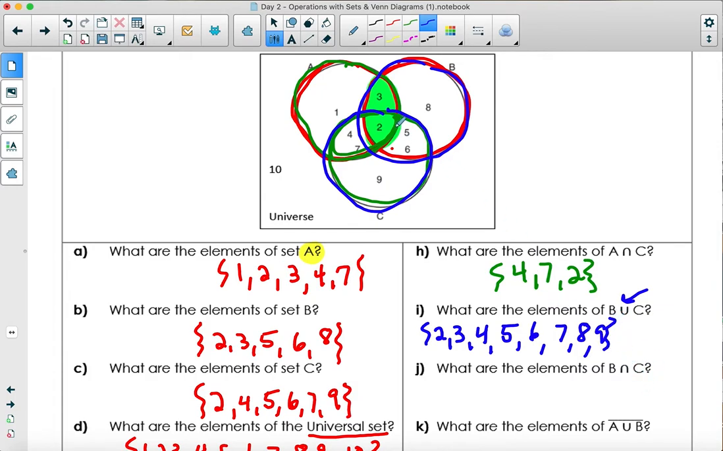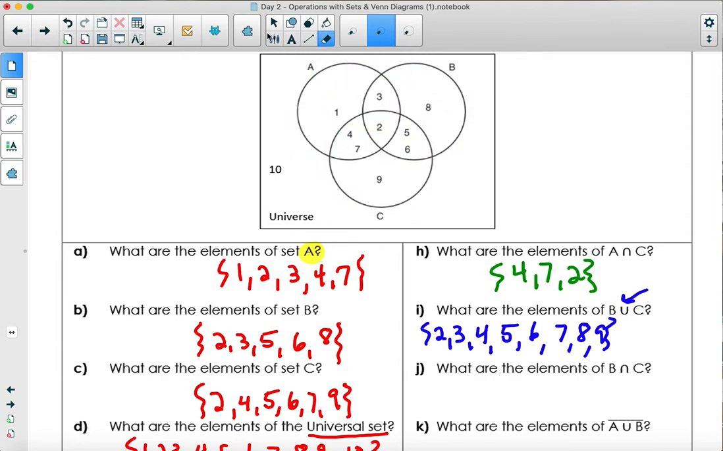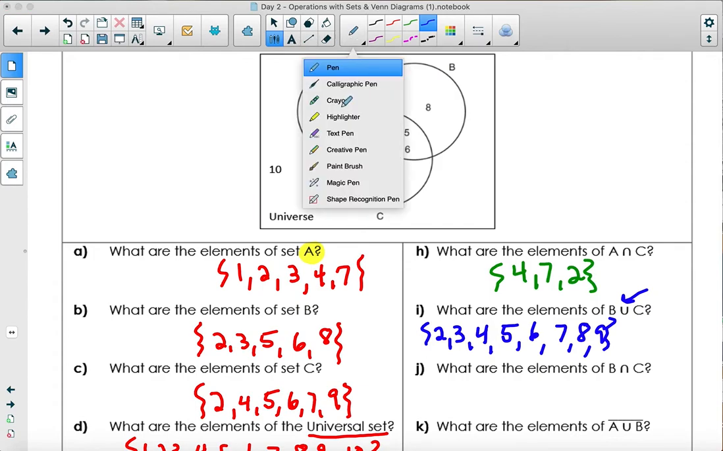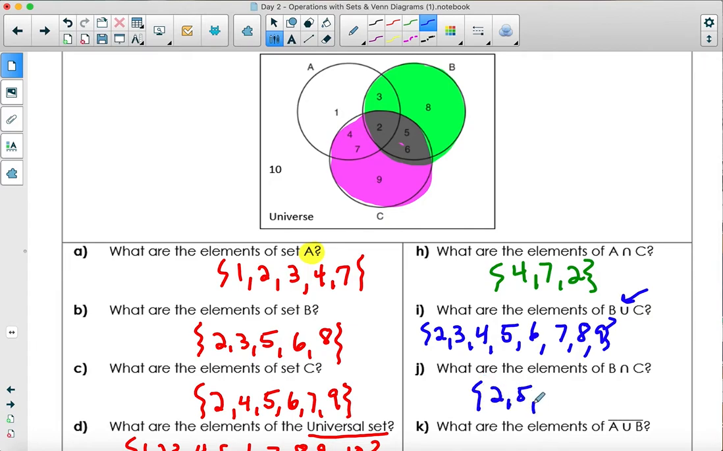And now B intersection C is this overlapping part. I can clean this off again. Let's see if I do it quick, I can erase it. Okay, so let me use my highlighter. If I look at B, it is over here, and then I do C. The overlapping is this: 5 and 6. Okay, that's my 5. Sorry, you guys.